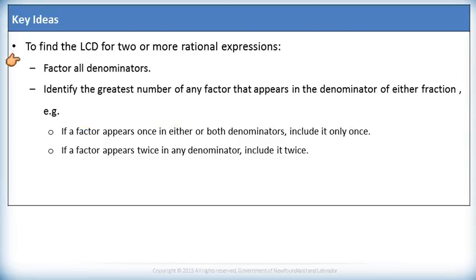In conclusion, to find the LCD for two or more rational expressions, factor all denominators, and identify the greatest number of any factor that appears in the denominator of either fraction. For example, if a factor appears once in either or both denominators, include it only once. If it appears twice in any denominator, include it twice.